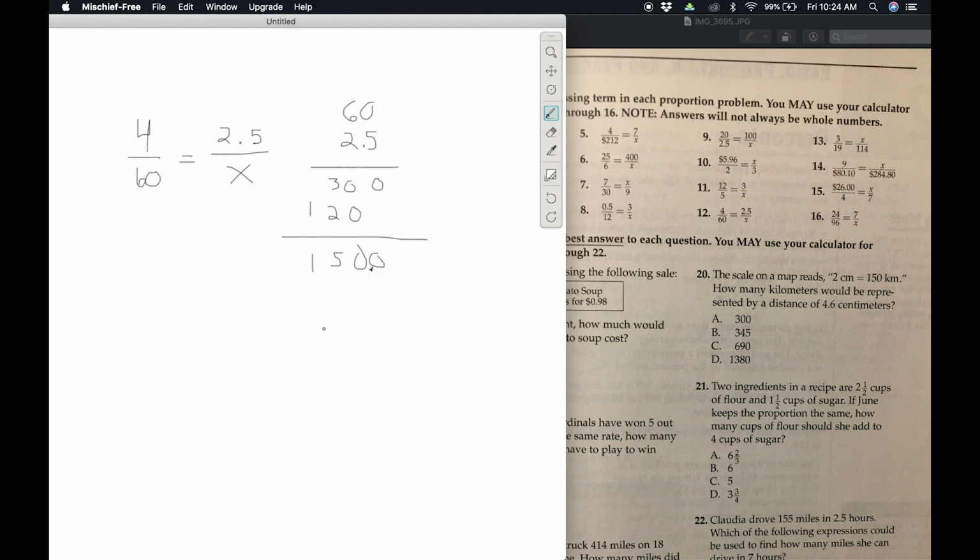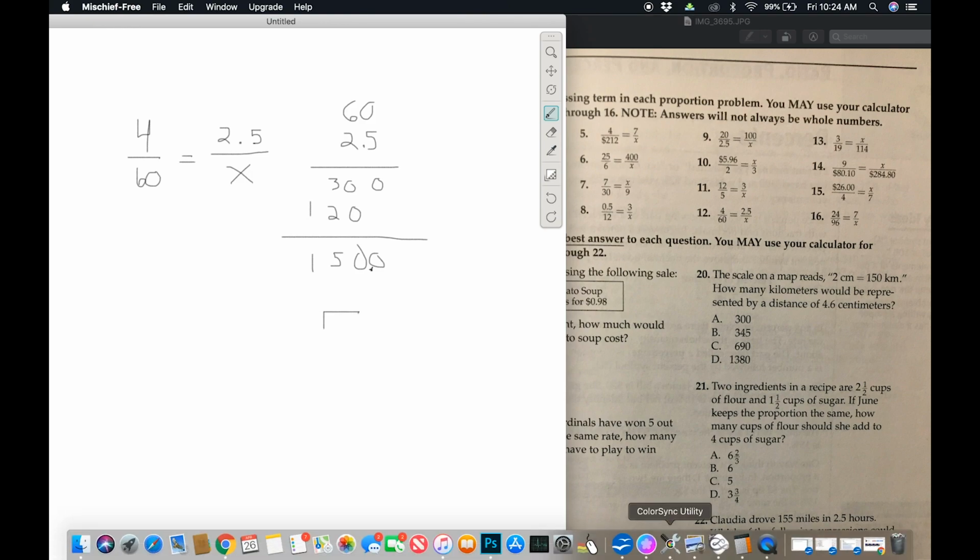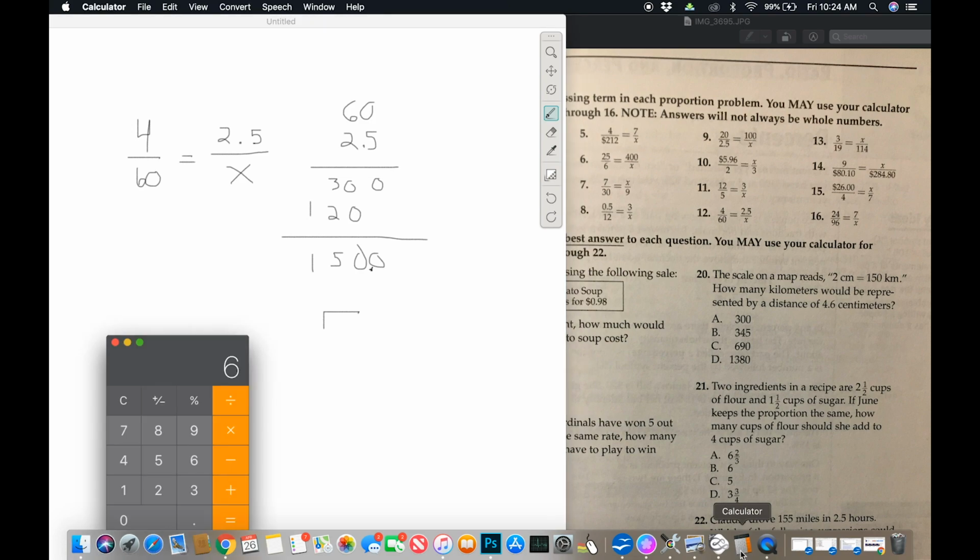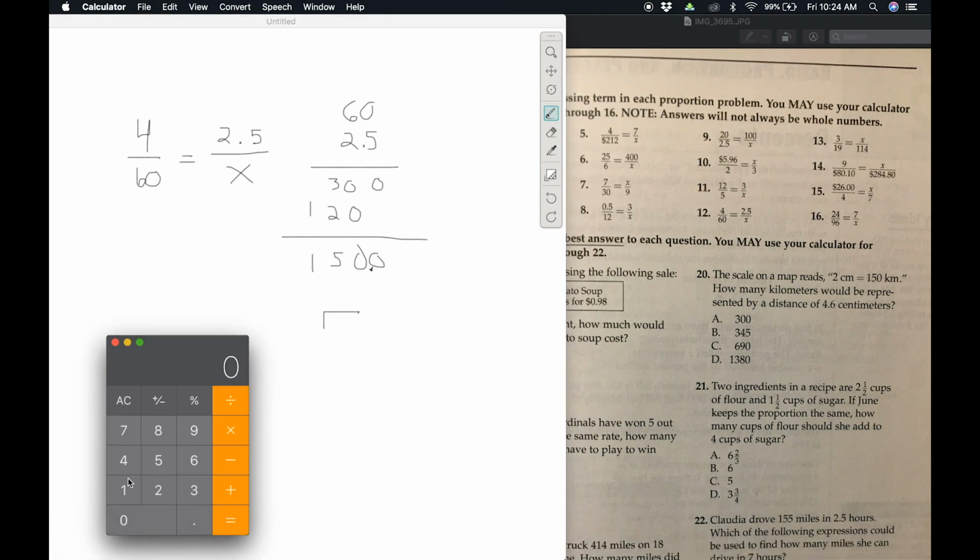Then we will do, let's use a calculator for that. 150 divided by 4 equals 37.5. So that's your answer. X equals 37.5. Okay.